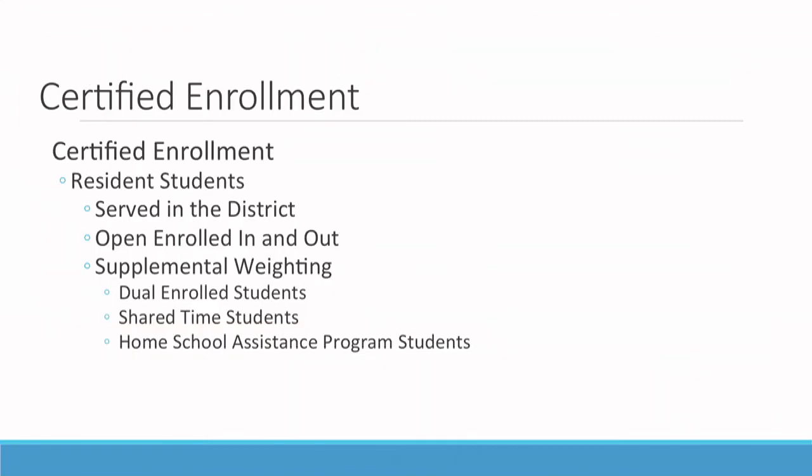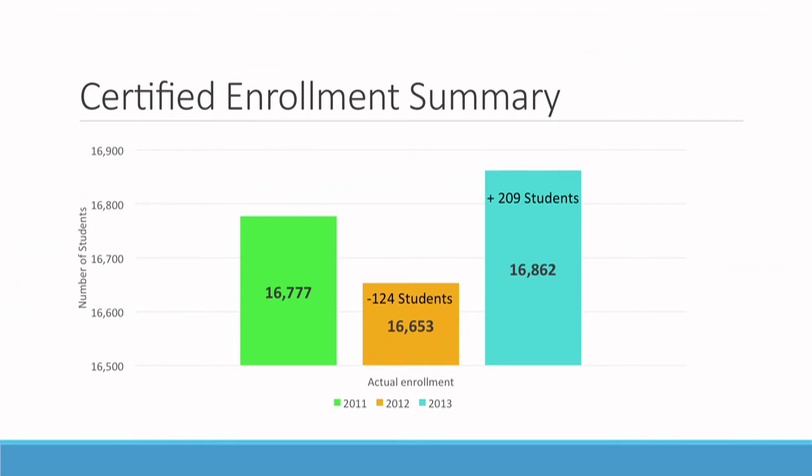And then the second set of numbers that I want to talk about is certified enrollment. So these numbers include every student that we serve in some capacity in the district. So for example, this includes our homeschool assistance program students. They may come for an enrichment class once a month or whatever, but we do serve them. So we wanted to include them. Those numbers, we actually increased 209 students. So that's a little bit different. They're not full-time in our buildings, but we serve them. So that number went up as well.